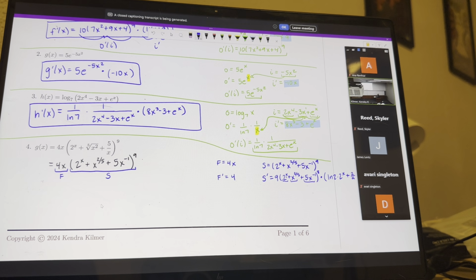So 2/5 x, and then we subtract 1. 2/5 minus 1 gives us negative 3/5. And then plus the derivative of 5x to the negative 1. That 5 stays out in front. And then we multiply by the derivative of x to the negative 1. Again, that's a power function. We can use the power rule. The negative 1 comes down in front. We subtract 1 from the power, so negative 1 minus 1 gives us negative 2. And then we close those parentheses.